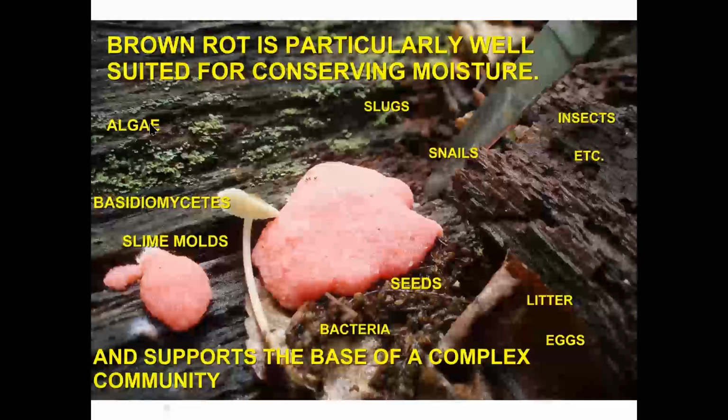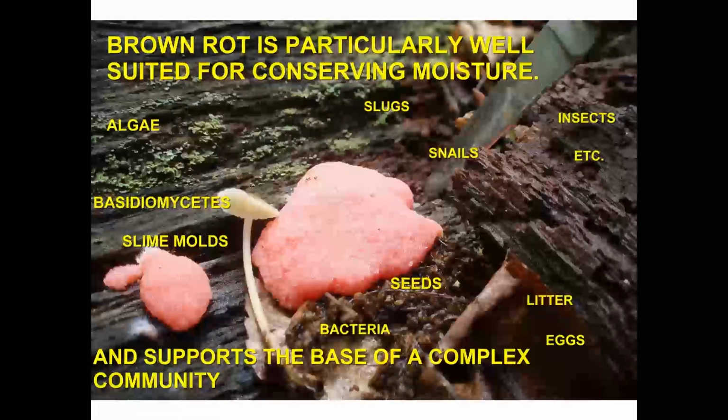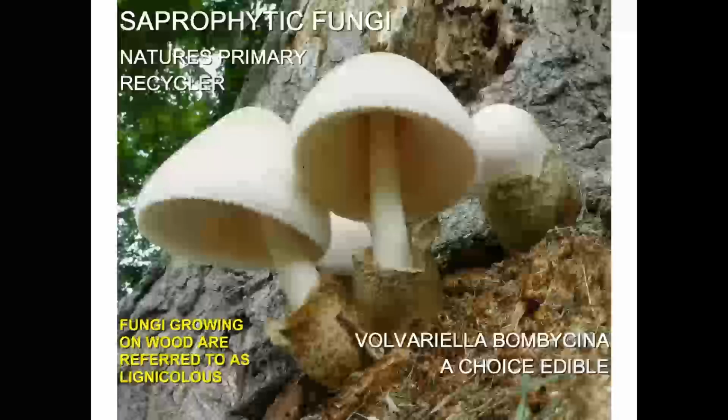It also serves useful functions in the ecosystem because it's a place where you have a lot of algae going on. There might be slugs in there, snails, insects, litter, eggs, seeds. Here we have a slime mold. Here we have a little basidiomycete growing there. So a huge complex starts forming their own little ecosystem, their own little community here. The ecosystem is comprised of a lot of these different kinds of habitats and different communities. And brown rot, as we talked about, is good for sequestering carbon, and also really good to support some of the complexity of the ecosystem.